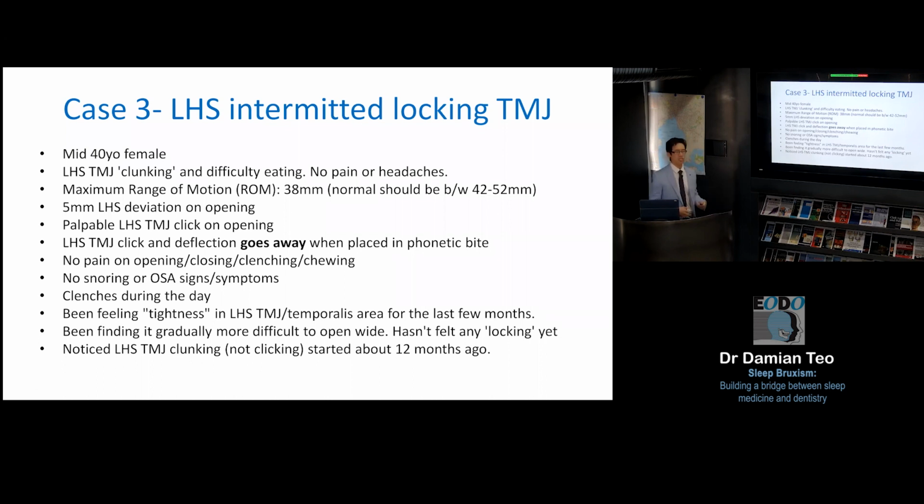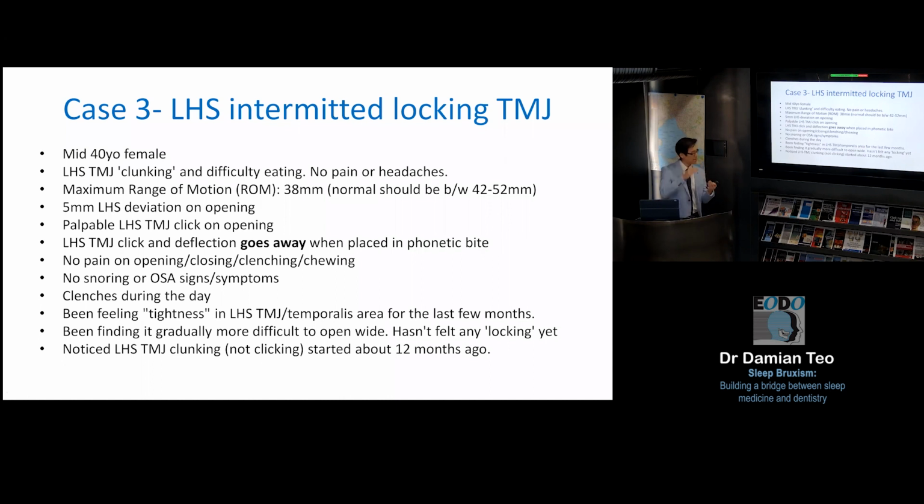So this was the asymptomatic clencher or grinder, but she could start feeling her jaw wasn't sitting the way it used to. Now, her maximum jaw opening was about 38 millimeters, when normally we want it around 42 to 52 millimeters.